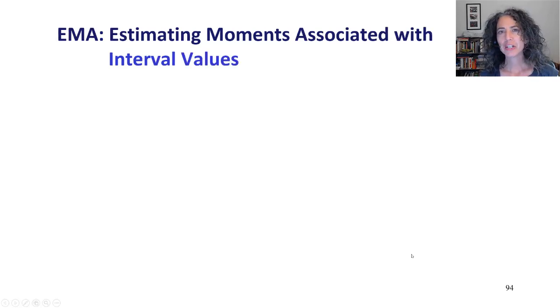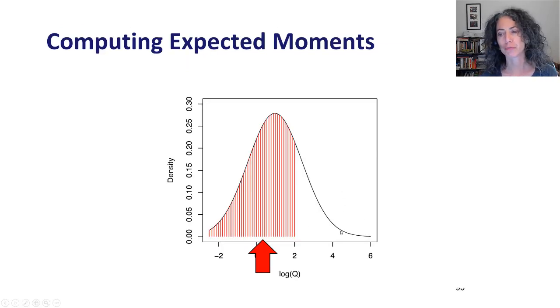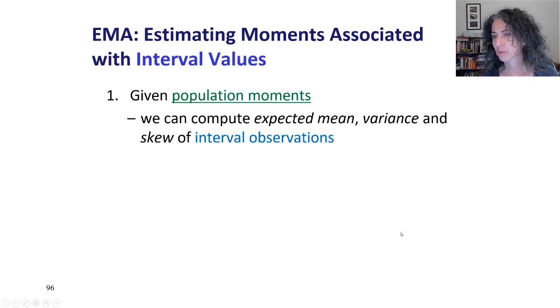The real innovation in the expected moments algorithm comes from dealing with interval values, right? So you can imagine if we knew our population moments, then for any of those interval observations, we'd be able to compute the expected mean, standard deviation, and skew of the intervals, right? The moments of the intervals. So if we knew our distribution parameters, we would be able to specify the interval. The area under the curve would allow us to compute the expected moments, right?